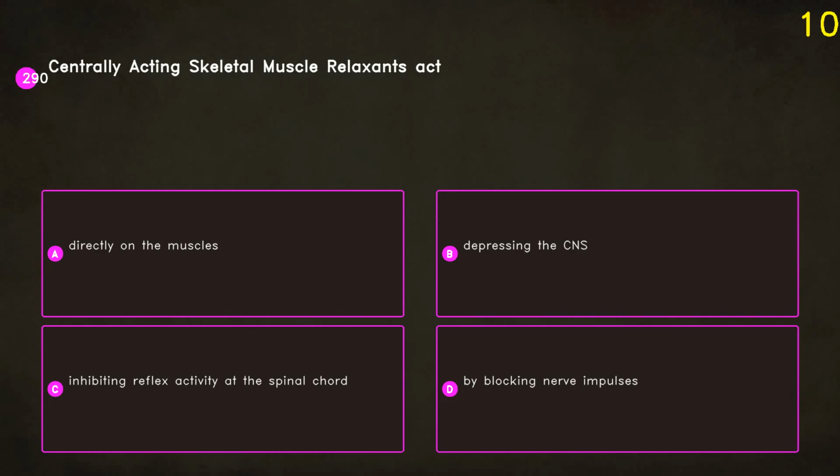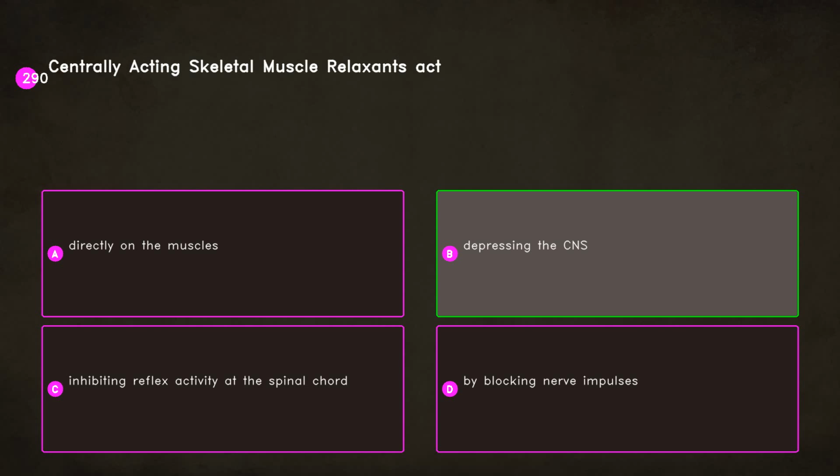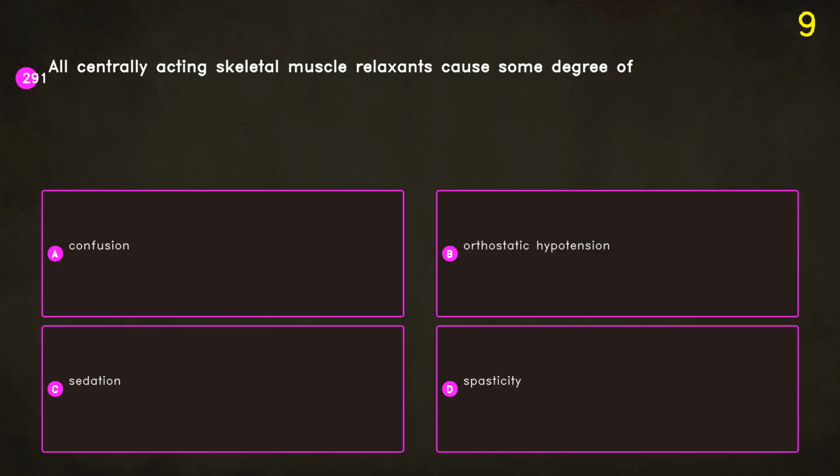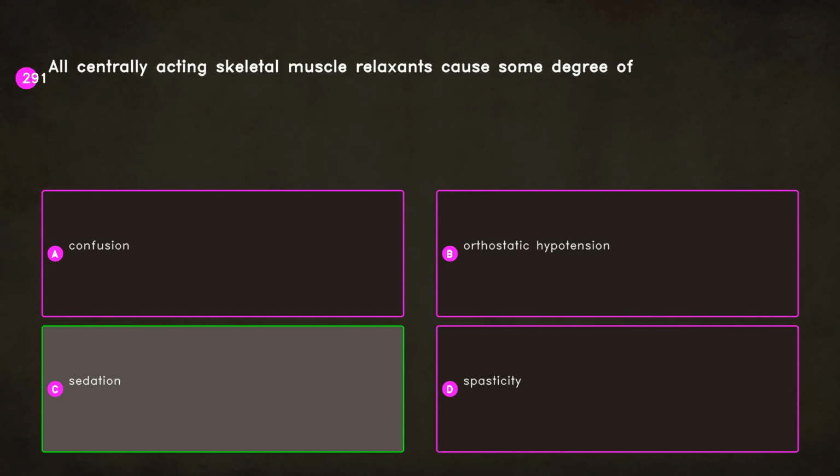Question 290. Centrally acting skeletal muscle relaxants act A. Directly on the muscles. B. Depressing the CNS. C. Inhibiting reflex activity at the spinal cord. D. By blocking nerve impulses. The correct answer is depressing the CNS. Question 291. All centrally acting skeletal muscle relaxants cause some degree of A. Confusion. B. Orthostatic hypotension. C. Sedation. D. Spasticity. The correct answer is sedation.